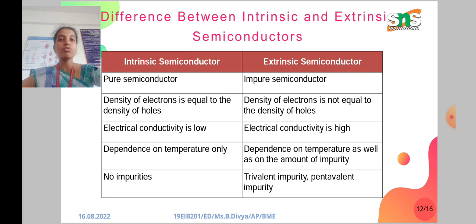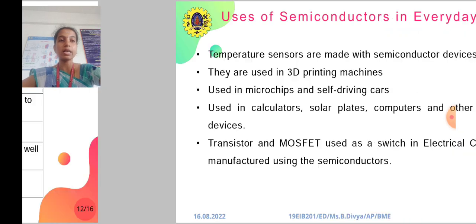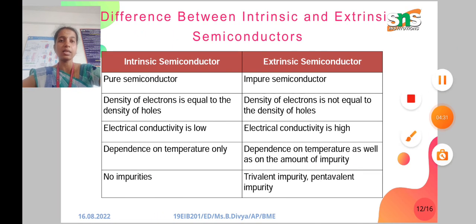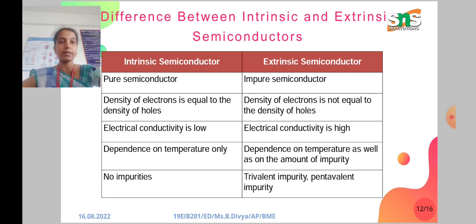Intrinsic semiconductor is a pure semiconductor and extrinsic semiconductor is an impure semiconductor. The density of electrons is equal to the density of holes in an intrinsic semiconductor, whereas in an extrinsic semiconductor the density of electrons is not equal to the density of holes. Electrical conductivity is low in intrinsic and high in extrinsic. Intrinsic depends on temperature only, while extrinsic depends on temperature as well as the amount of impurities added.